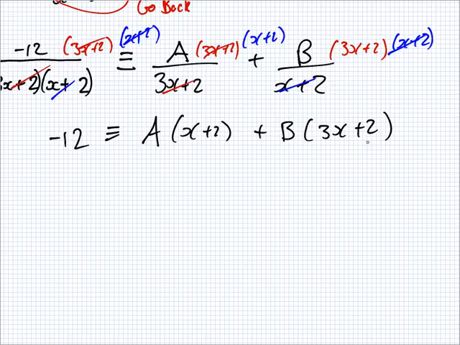Okay, so there are 2 ways you can continue to find the a and the b. Tony? Continue? Yeah. There's 2 ways. I don't mind which way you use. Let x equal minus 2. That's one way. I'll do that way second.